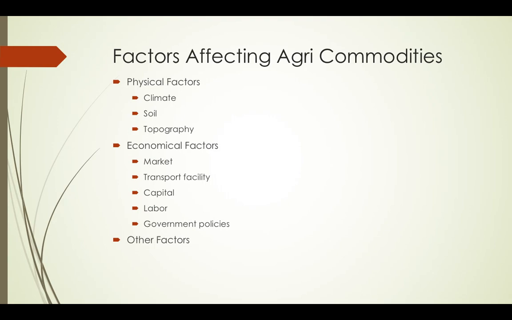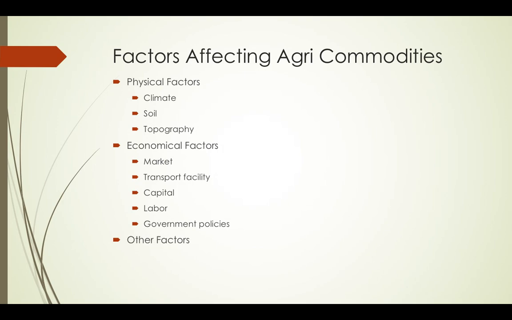Now we will discuss the factors which affect commodity markets. These are classified into three factors. First is physical factors, second is economical factors, third is other factors. Now we will broadly discuss physical factors. The first physical factor is climate.